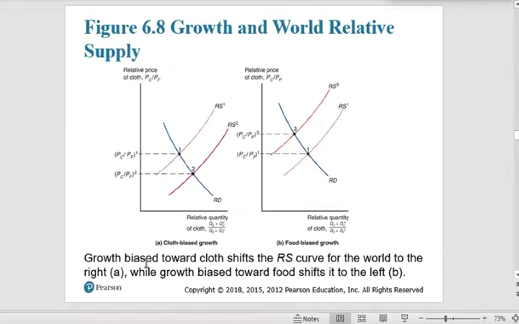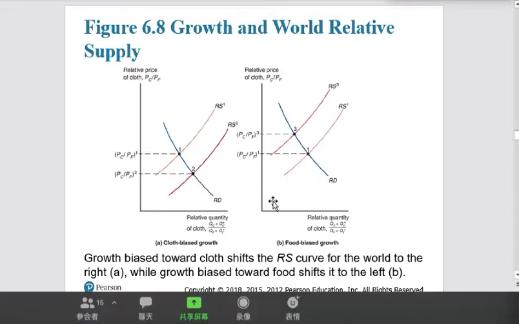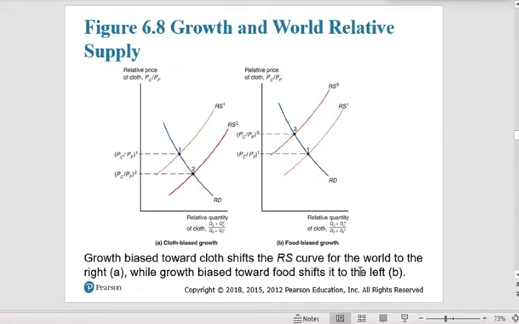Okay. So what happens when there's a growth bias towards clothes? That will shift the RS curve to the right here. You see it shifts the RS curve for the world in panel A, while biased growth towards food will shift it to the left in panel B.